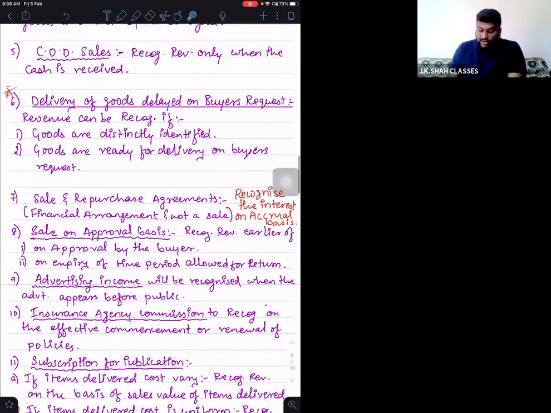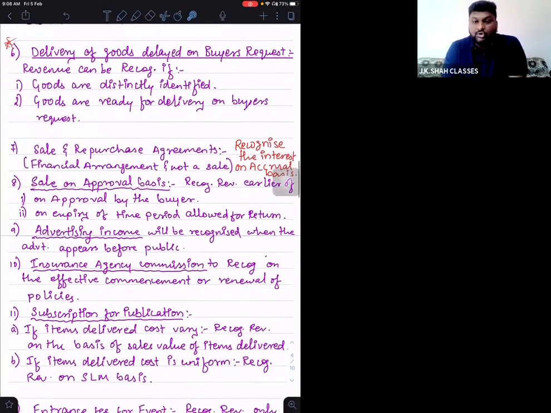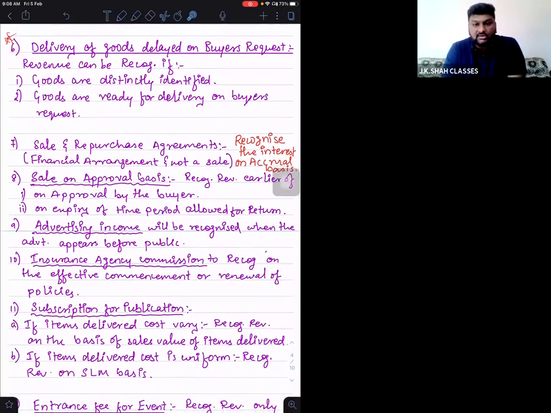Next is simple insurance agency commission. Say if you are an insurance agent, you will be earning commissions on whatever new policies you sell or whatever existing policies' renewal premiums are paid. So generally an insurance agent gets commissions on two events. First, on sale of a new policy. And second, when the existing policy is renewed, renewal premium you say, right?